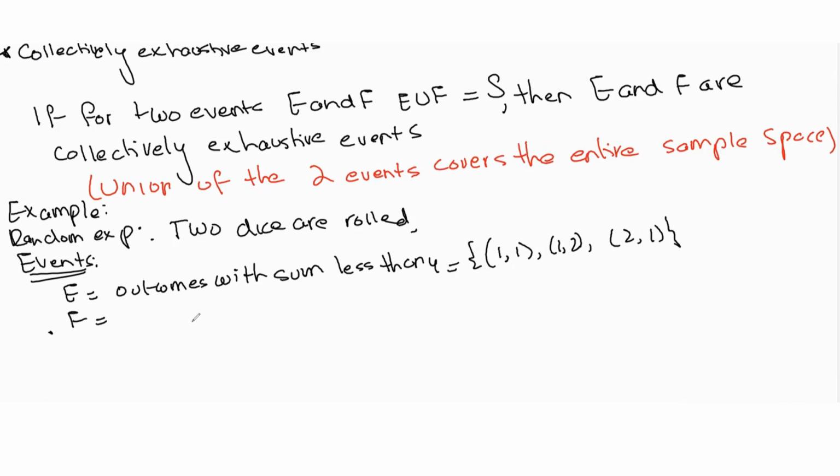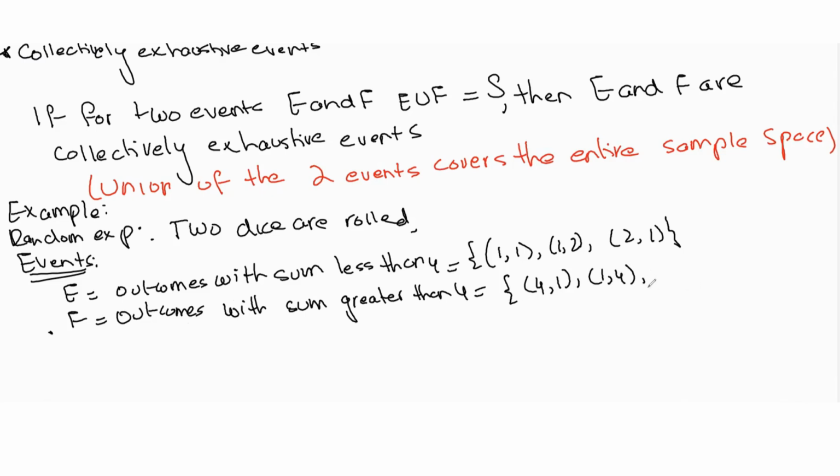F is going to be outcomes with sum greater than 4. So this could be outcomes like the first is 4 and the second is 1, and then the first is 1 and the second is 4, and the first is 5 and the second is 1, and so on. So you'll have all these outcomes, right?